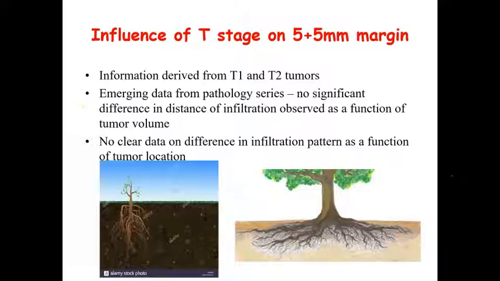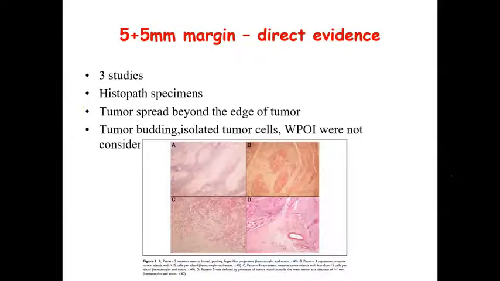Of course, you have to take into account the natural barriers. So based on this, one could safely say that, okay, 5 plus 5 might be working, which is what the Dahanka group has propagated. And I'll just delve into the direct evidence they have taken, largely from the 3 studies that they mention in their publication. And these are histopathological studies where they looked into the tumor spread, the microscopic spread of the tumor beyond the edge of the gross tumor.